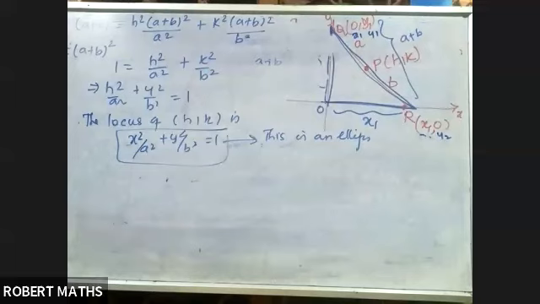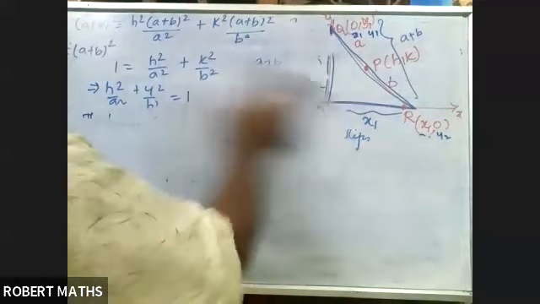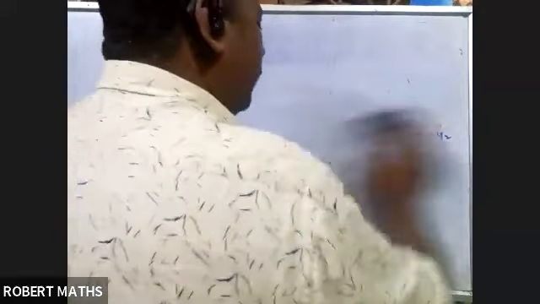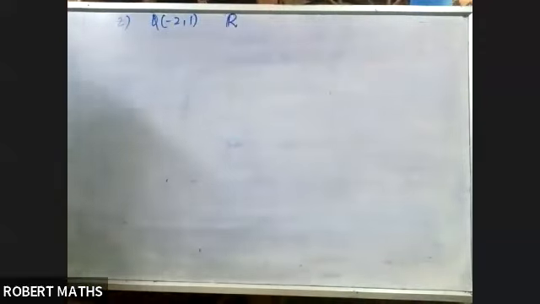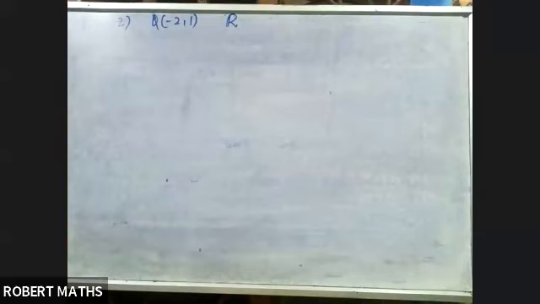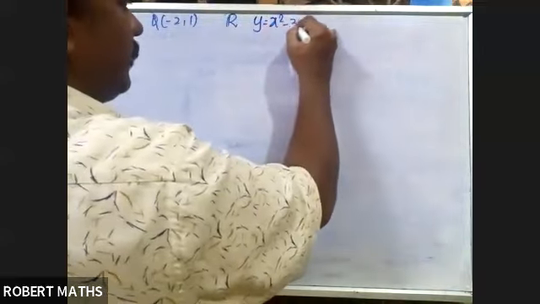If the points P of 6, 2, and Q of minus 2, 1, and R are the vertices of the triangle PQR, and R is the point on the locus of y is equal to x square minus 3x plus 4.